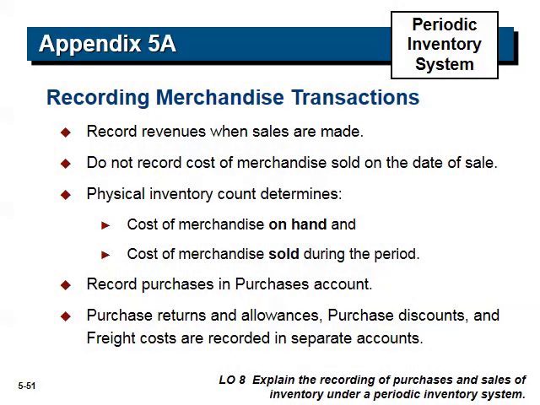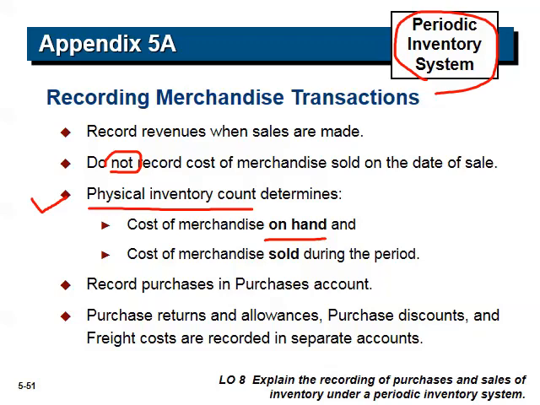We'll talk a little bit about recording merchandise transactions using the periodic system as opposed to the perpetual system. So we record revenues when sales are made, just like perpetual, but we do not record cost of goods sold at the date of sale like we did under the perpetual system. And in order to figure out cost of goods sold, you have to take a physical inventory count. You have to go out and count your inventory. And so that tells you how much merchandise is on hand.